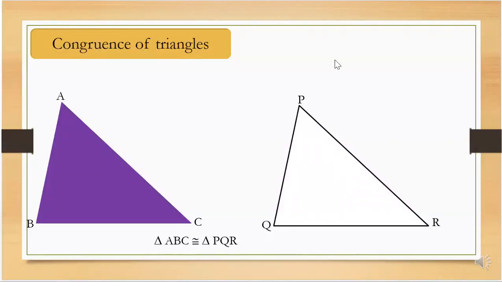So students, we are going to study the next topic. For that, we need some basic information, which we have already learned. It is about congruence of triangle. So how do we decide that two triangles are congruent?